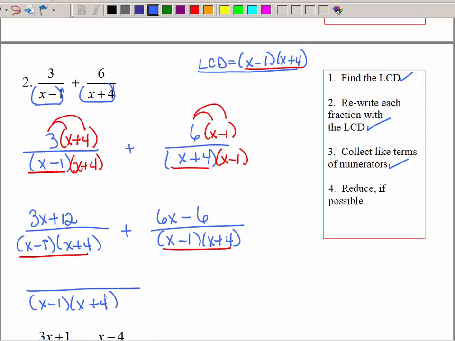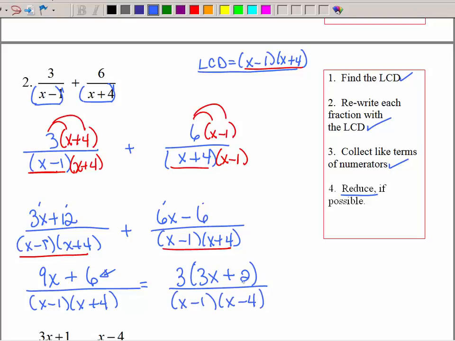Now let's collect like terms. I have 3x plus 6x, which is 9x. I have 12 minus 6, which is positive 6. Then I'm going to look and see, can I reduce that? And again, by factoring. Well, I do see a GCF here of a 3. And that would leave me, not 2, but 3x plus 2 over this denominator.